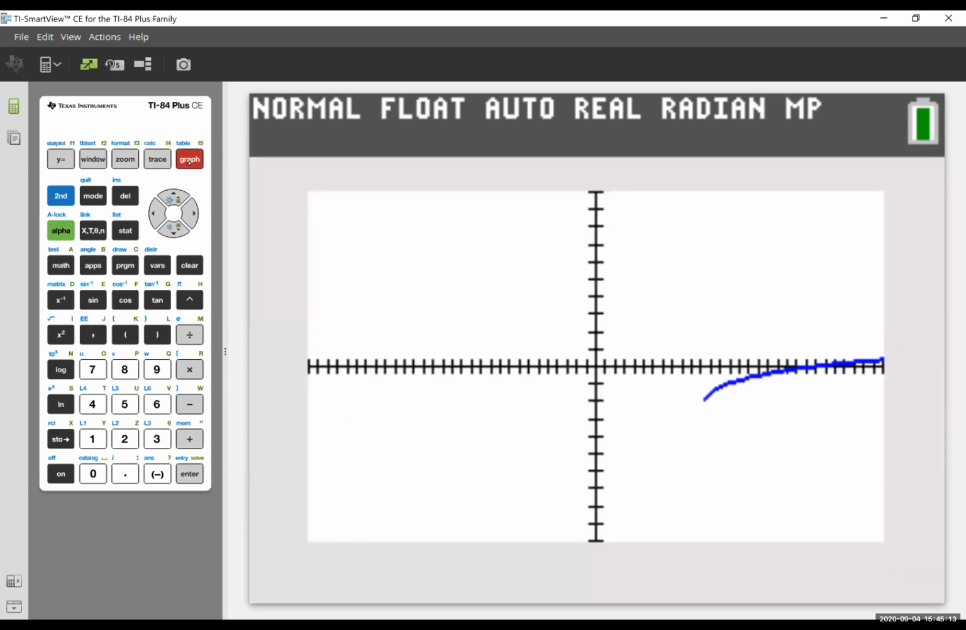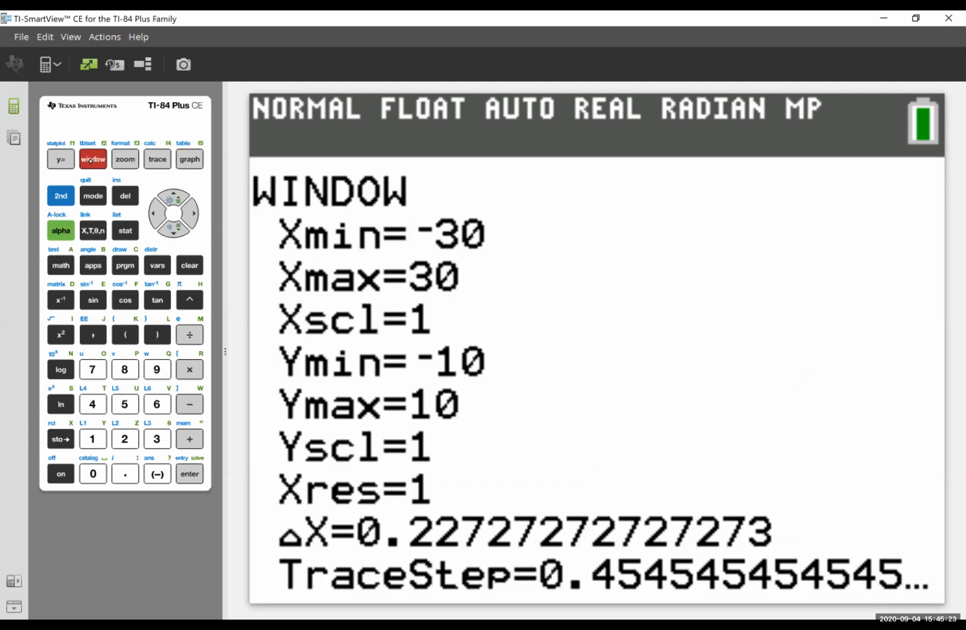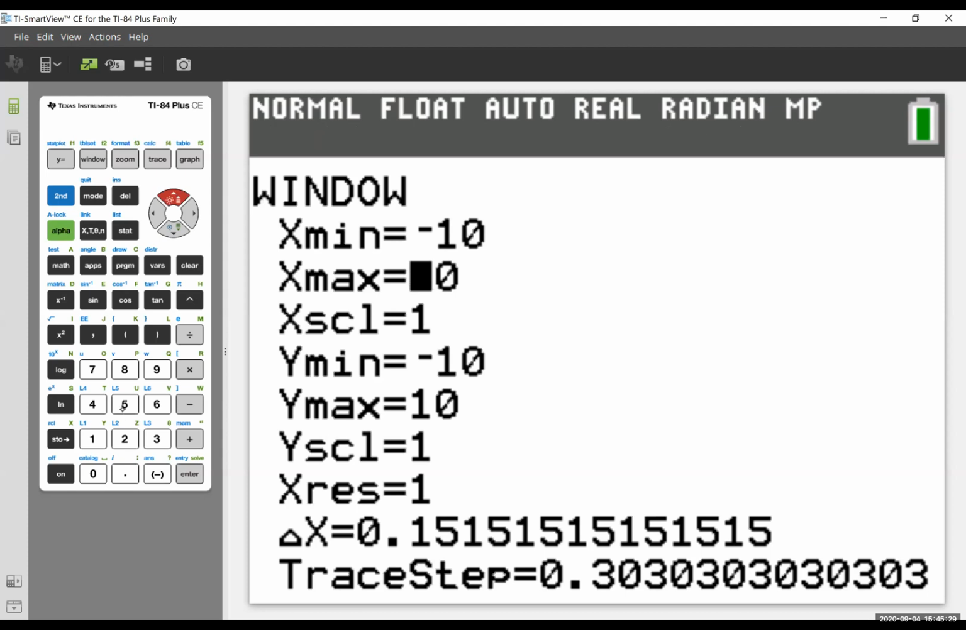And now I'm starting to see, okay, it looks like there's really nothing happening on the left side. So maybe the right side I want to interpret a little bit more. So I could play with my window a little bit more. Maybe I'll keep the x min back at -10 and maybe make the x max 50 or so.